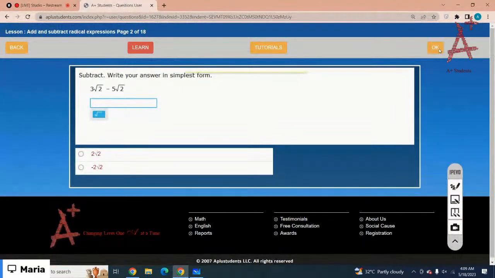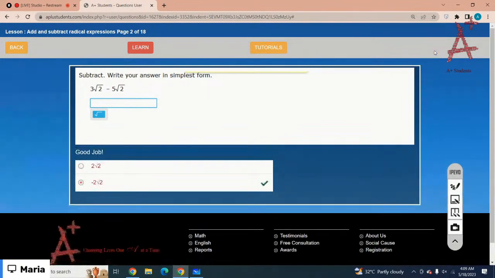Okay, subtract. Write your answer in simplest form. So which is the correct option? You have to take square root common. You're left with then 3 minus 5. So 3 minus 5 is negative 2. So it would be negative 2 square root 2. The correct option is the second one.